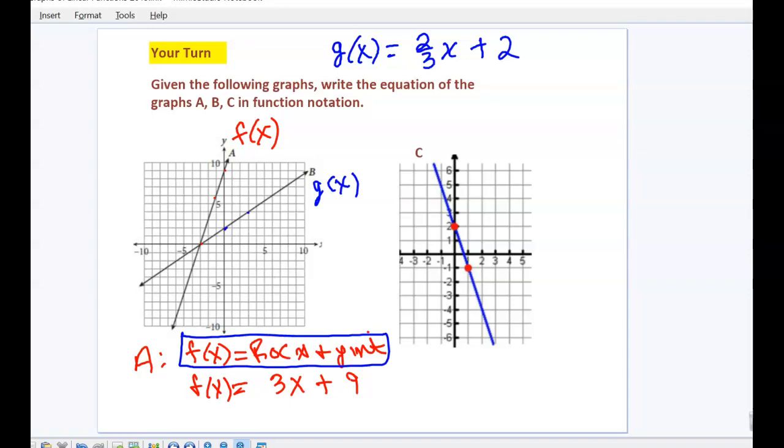And for my last graph, C, I'm going to call this one h of x. Again, we're going to be plugging into the same formula. My y-intercept in this particular case is plus 2. And this time my rate of change, I'm going down 1, 2, 3, and over 1. So it's going to be -3x plus 2. And this is the graph of h of x. Notice this graph is going downhill when I look at it from left to right, so my rate of change is going to be negative.